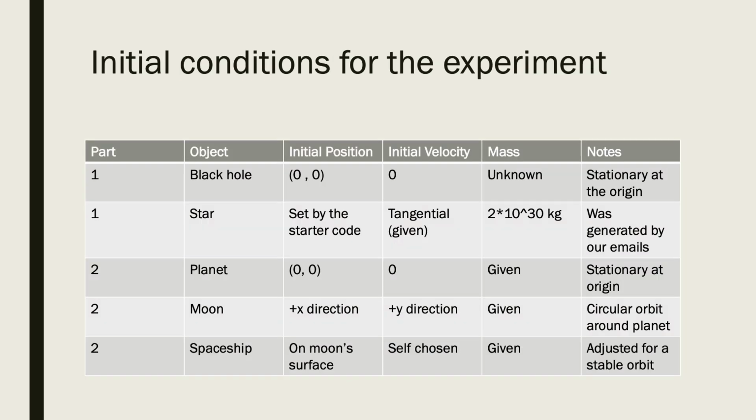The simulation started with defined masses, positions, and velocities for each object. In part 1, the star's mass was 2 times 10 to the 30 kilograms, and it orbited a stationary black hole at the origin. The time step was 1 day. And in part 2, the moon began with a circular orbit around the planet, and the spaceship started on the moon's surface. Finding a stable orbit required testing different initial velocities, particularly for the spaceship, to avoid collisions or escape.